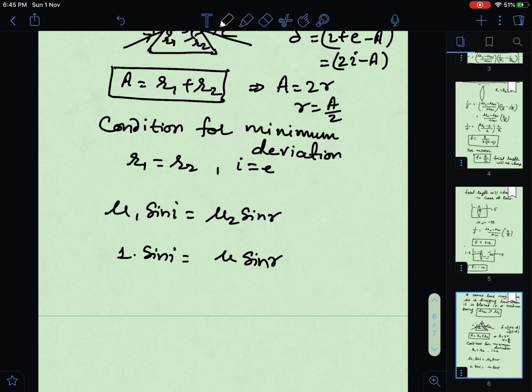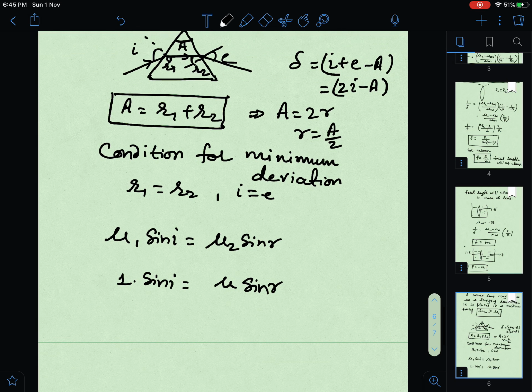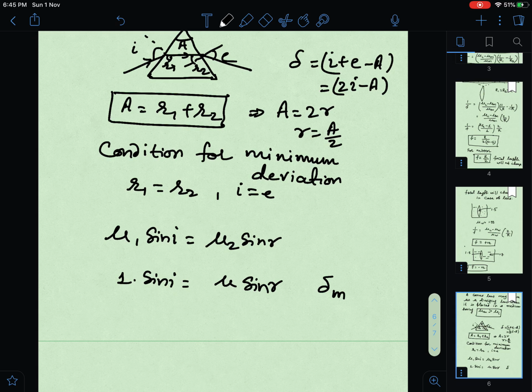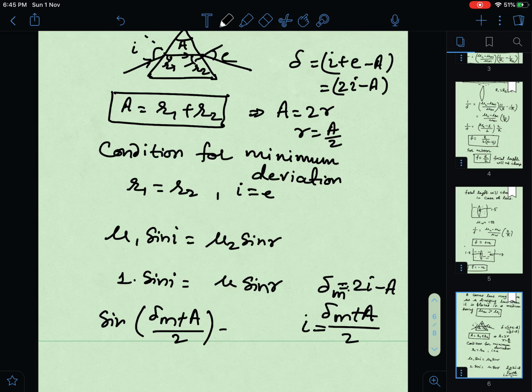So I am writing here mu of I. If I have to write minimum deviation, can I write delta M is equal to twice I minus A. So delta M plus A by 2 is equal to I. Now I am substituting the value of I here. Sine of delta M plus A by 2 is equal to mu of sine R, and sine R is nothing but sine A by 2.